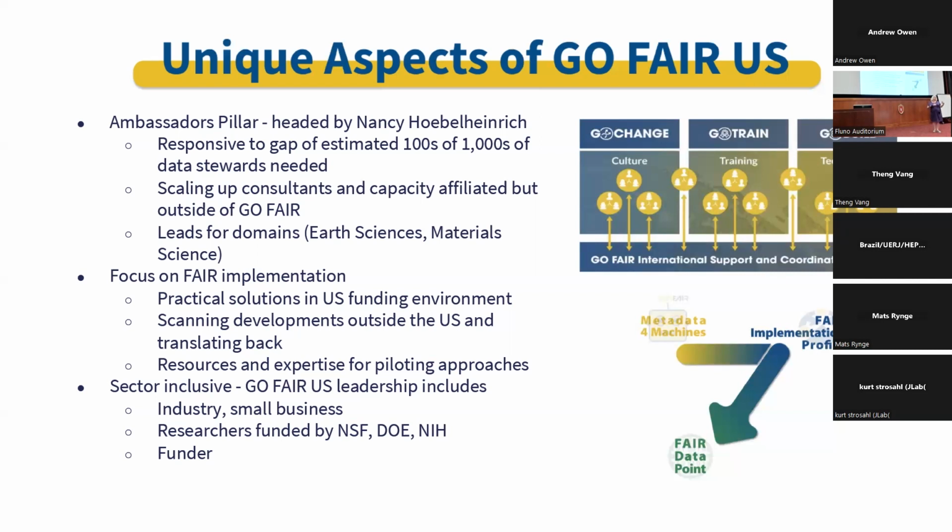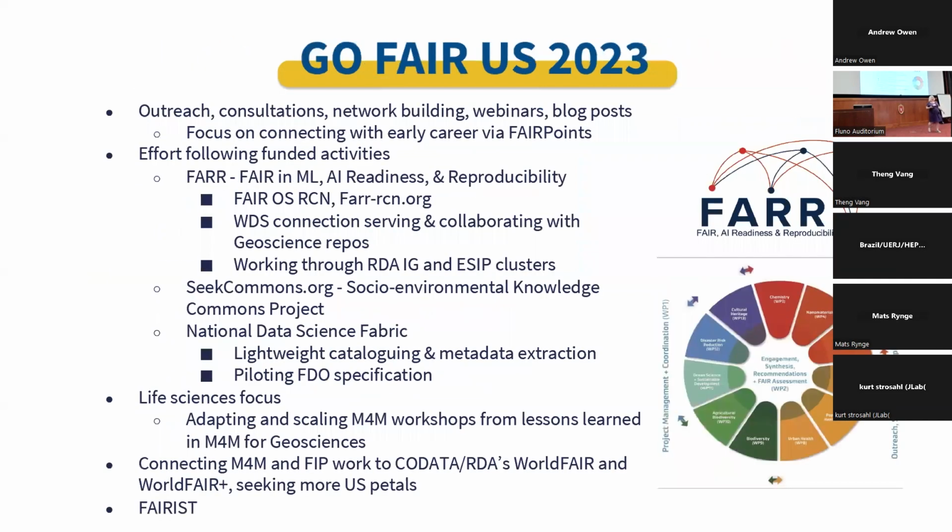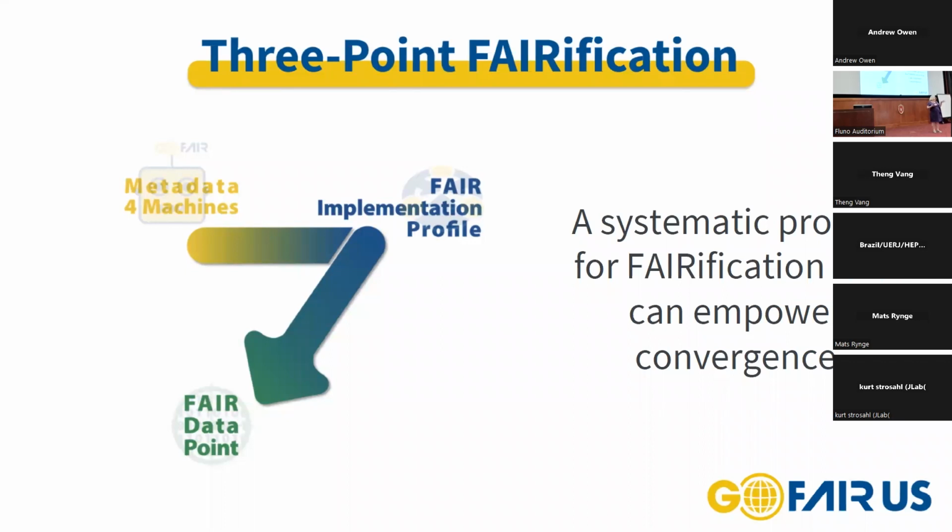We talked yesterday about distributed computing and its strengths. Here at GoFAIR US, we can help you with sector-inclusive, industry, small business, researcher, and funder-appropriate ways to go FAIR. We do outreach consultations. We can help you with lightweight cataloging and metadata extraction. For example, in the National Data Science Fabric project, we're doing just that. We can help with piloting FAIR digital object specifications in your infrastructure. And we can help you adapt Metadata for Machines workshops to your local scenario so that you can think about helping researchers go FAIR with their research on your systems.